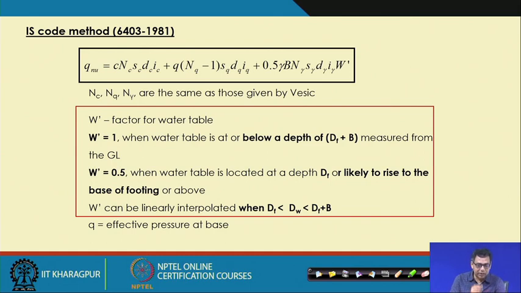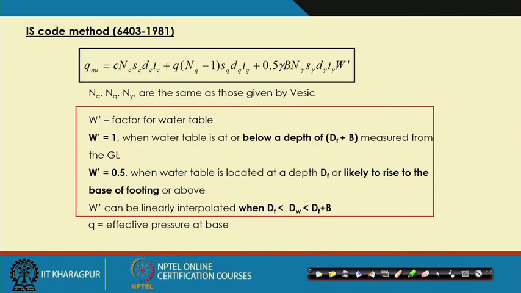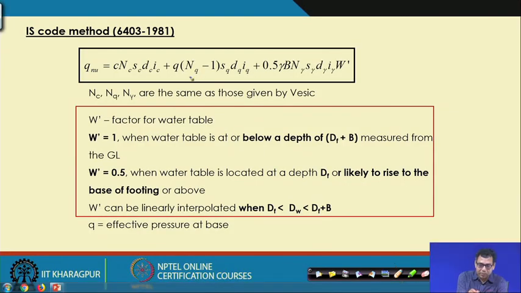IS code, Indian Standard Code, also recommends the net ultimate bearing capacity. All the previous theories give the ultimate bearing capacity, but the IS code gives directly the net ultimate bearing capacity. That is why there is NQ minus 1, because this minus 1 value basically means minus gamma into Df. So, in that form this minus 1 term is introduced. The NC, NQ, N gamma are given by BASIC, that means NC, NQ are Meyerhof's NC, NQ, and N gamma is the BASIC N gamma.